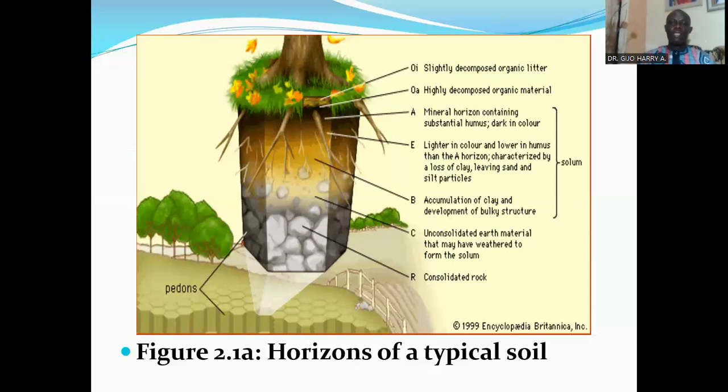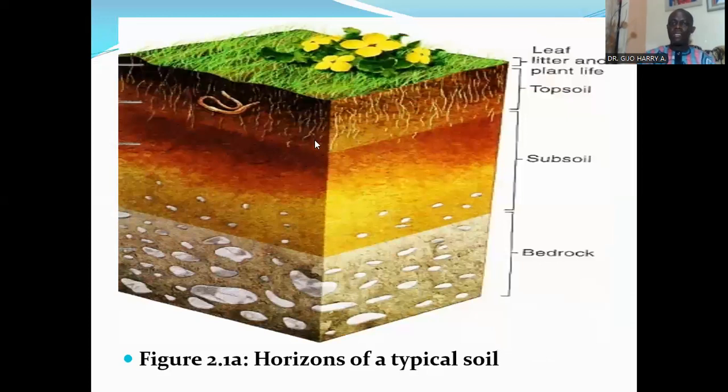Now, this is another figure that's illustrating the soil strata or the horizons. At the top, we have the O horizon that has leaf litter and plant life. Then the O and A horizons form the topsoil. Below them, we have the E and the B, as well as the C horizons. This forms the subsoil, followed by the bedrock, which is the R horizon.